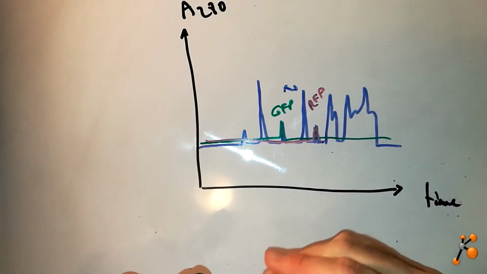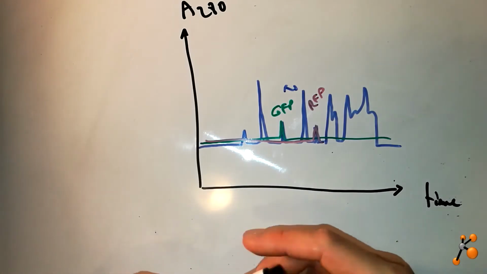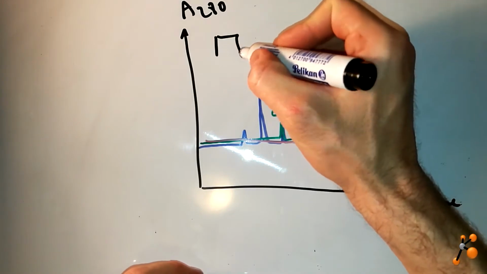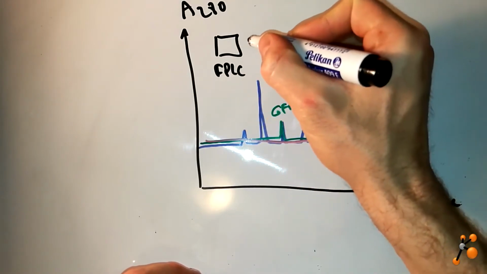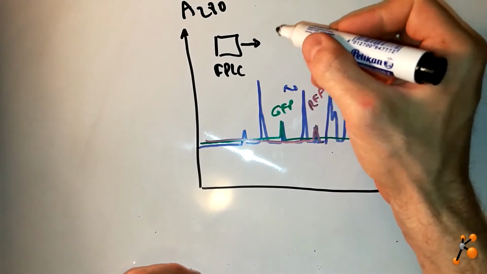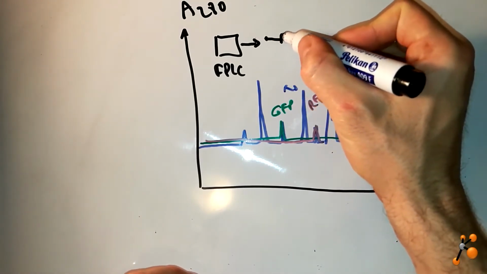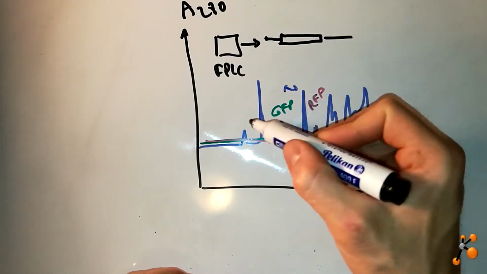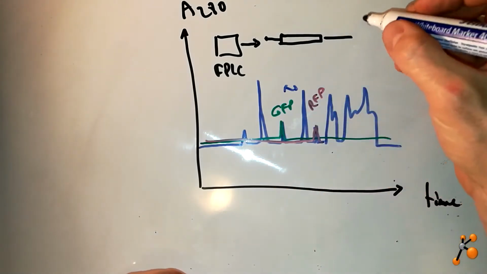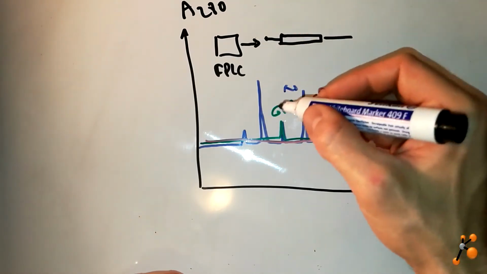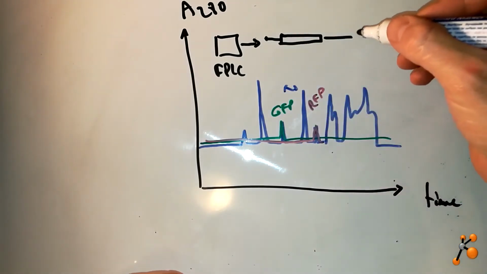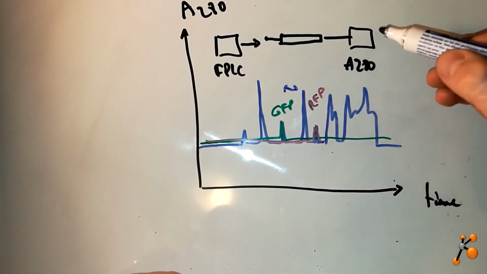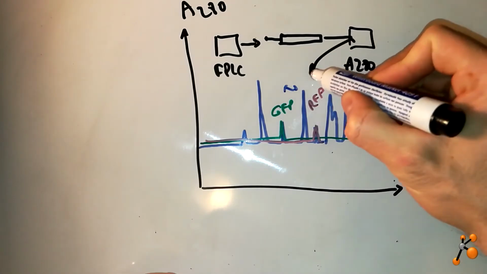So to be able to detect fluorescence, as I told you, you need an FPLC system where you inject your sample into a column. This column will separate according to the size of the protein. You separate each protein, and then you need a detector, an absorbance 280 detector, so that you finally get this plot.